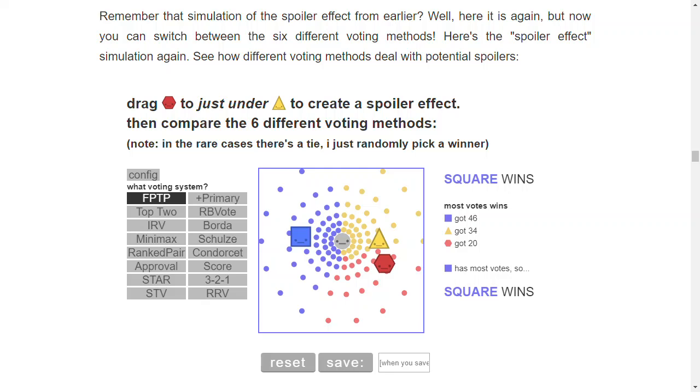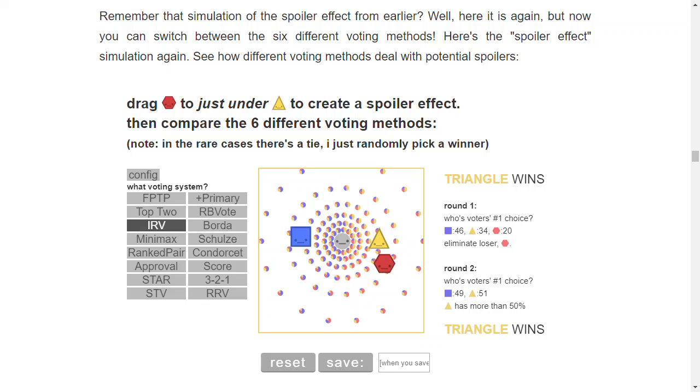If you had an instant runoff system, or ranked choice voting system, as Fair Vote likes to call it, you don't have the spoiler effect anymore. Triangle is winning no matter where red goes, because triangle is closest to the center. Problem solved.